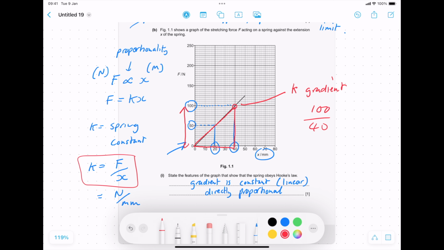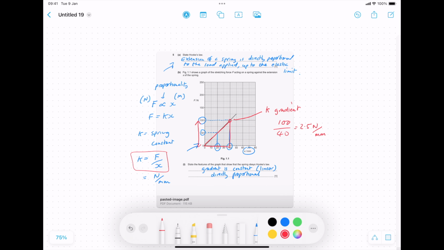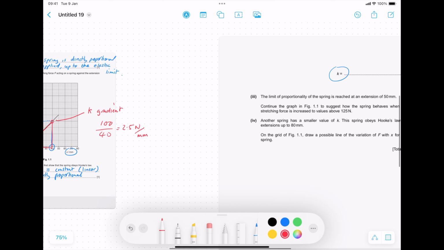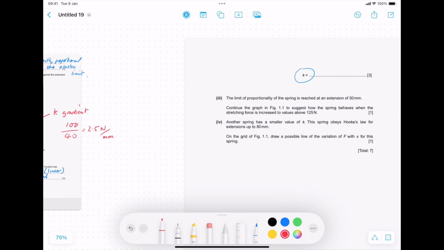And that gives me a value of 2.5 newtons per millimeter. Okay. Right, so that is the value of K. So the 3 marks are 1 for the calculation, 1 for showing your correct answer, and then the third one is always for the units. Okay, so it's 2.5 newtons per millimeter.